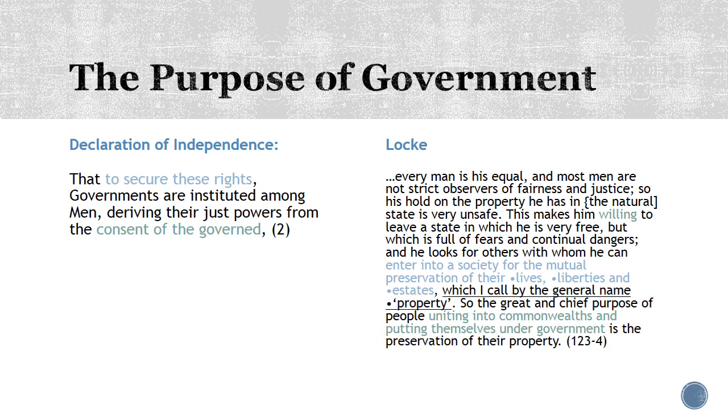And of course, this gets abbreviated in the Declaration of Independence. It says, to secure these rights, which were mentioned as life, liberty, and the pursuit of happiness, notice again that phrase we'll get back to, governments are instituted among men, deriving their just powers from the consent of the governed. Right? That's the view that Locke has and that Jefferson repeats in the Declaration of Independence.